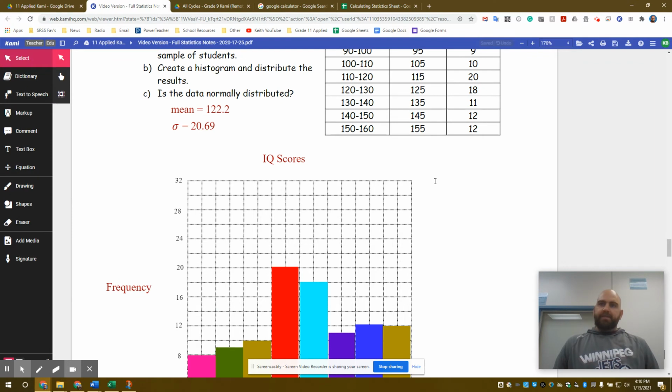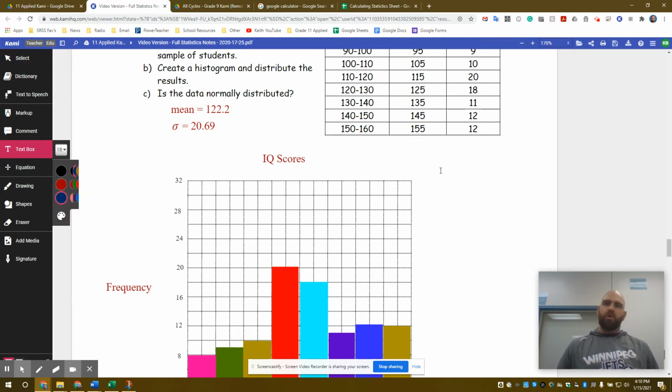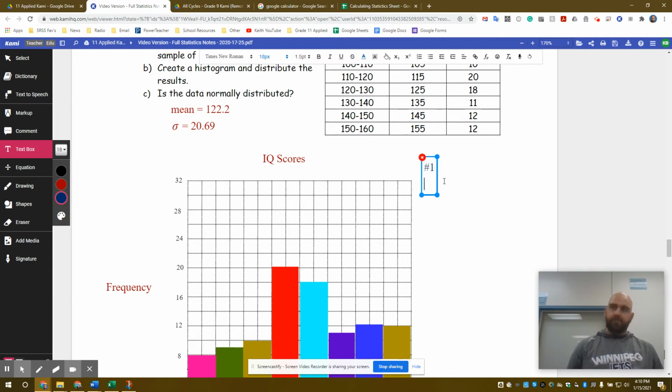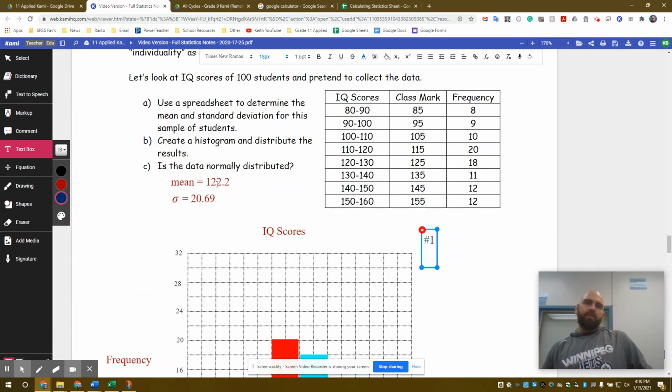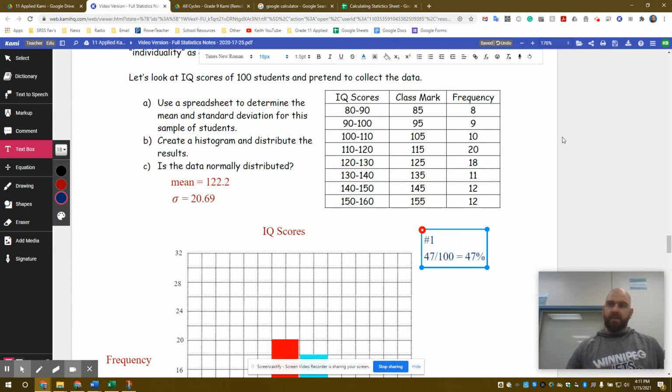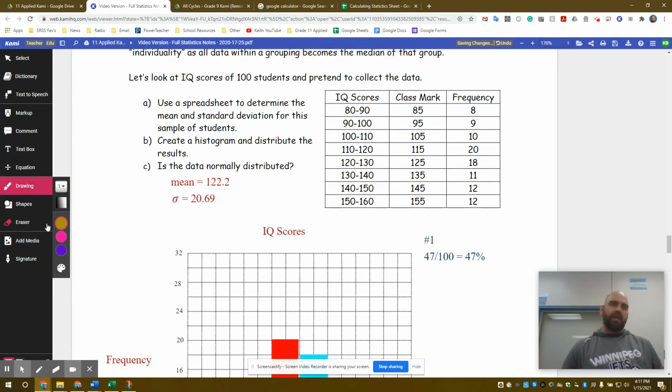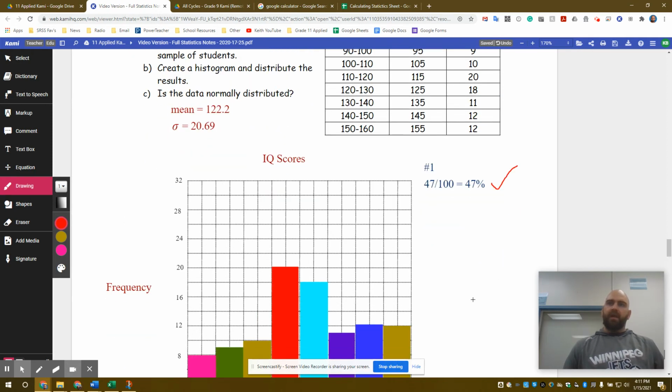Now, if we look at our other two criteria, and I'm going to put them here on the side. The first criteria is that half the data should be below the mean. Our mean is 122, so that's right here. So we have 8 plus 9 plus 10 plus 20, which is 47 out of 100, equal to 47%. To be very honest, that's actually inside of our range. So this one checks out.